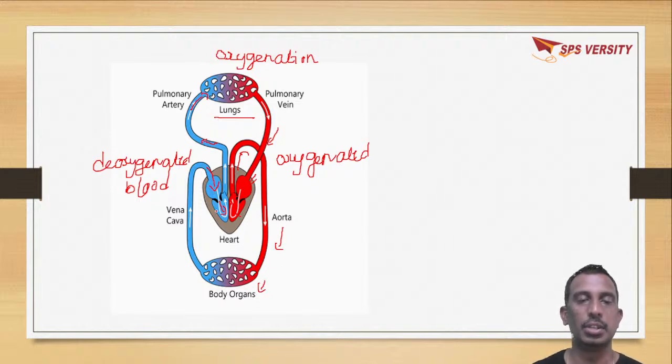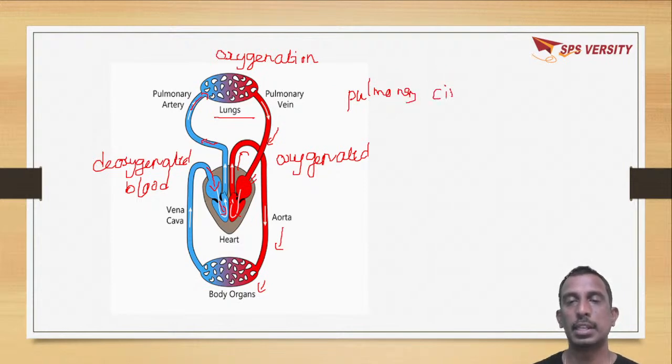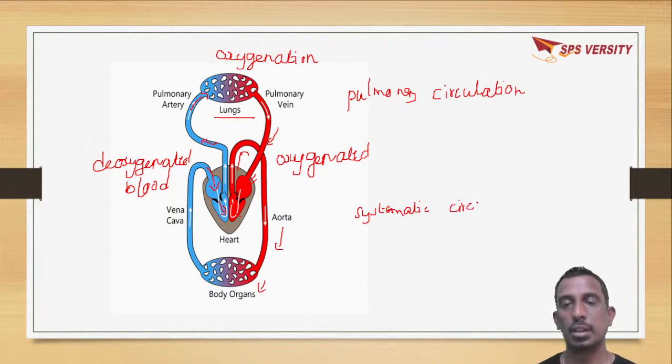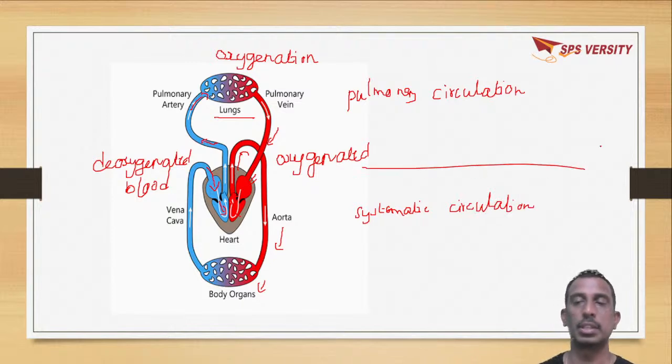So this circulation is called systemic circulation. And this part of the circulation is called pulmonary circulation. So pulmonary circulation is where the blood flows into the lungs and goes away from the lungs. Systemic circulation is where blood flows to body parts and comes away from the body parts and enters the heart. It is called systemic circulation.